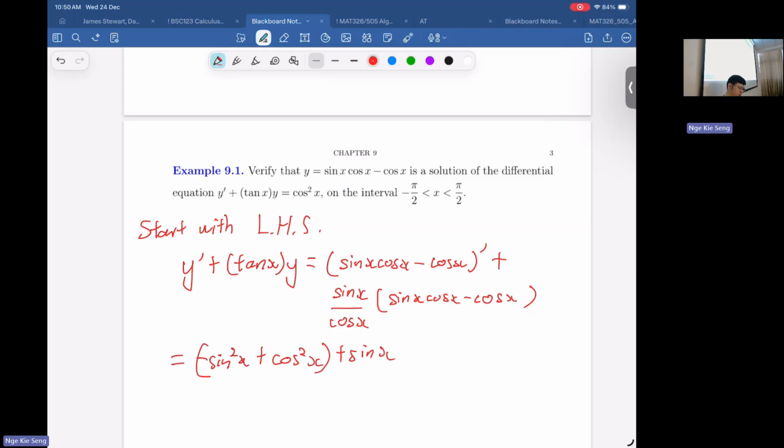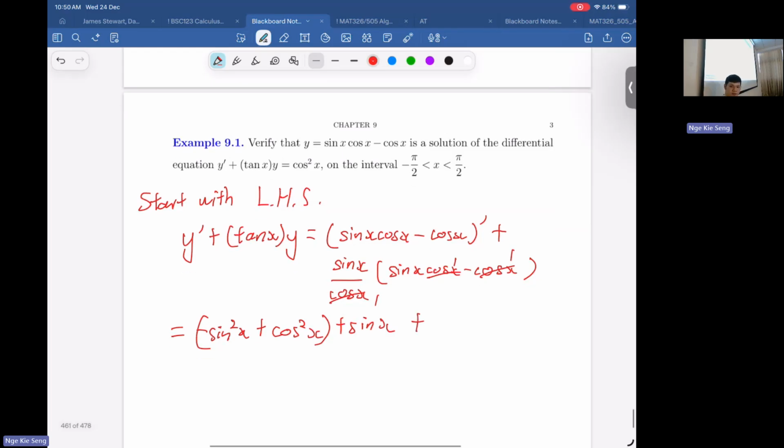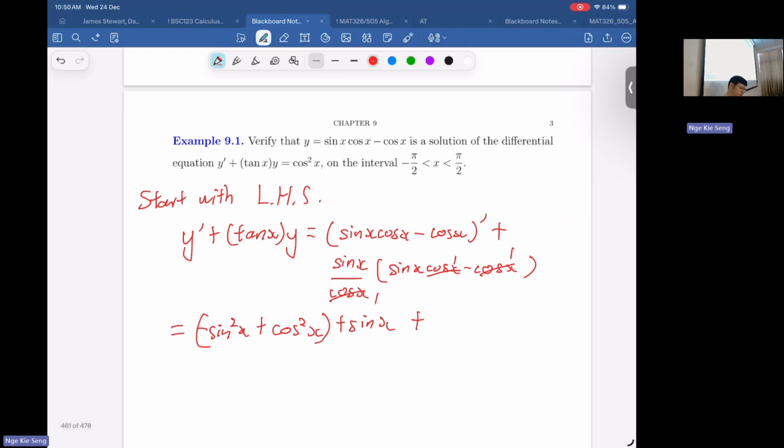Maybe I split them up for you to see. For the other term, you can cancel out cos x, so you will just get sine x times sine x minus 1. So what's your goal? Your goal is cos square x. Can you get rid of the rest or not? So let's see. The first term we get sine square x.